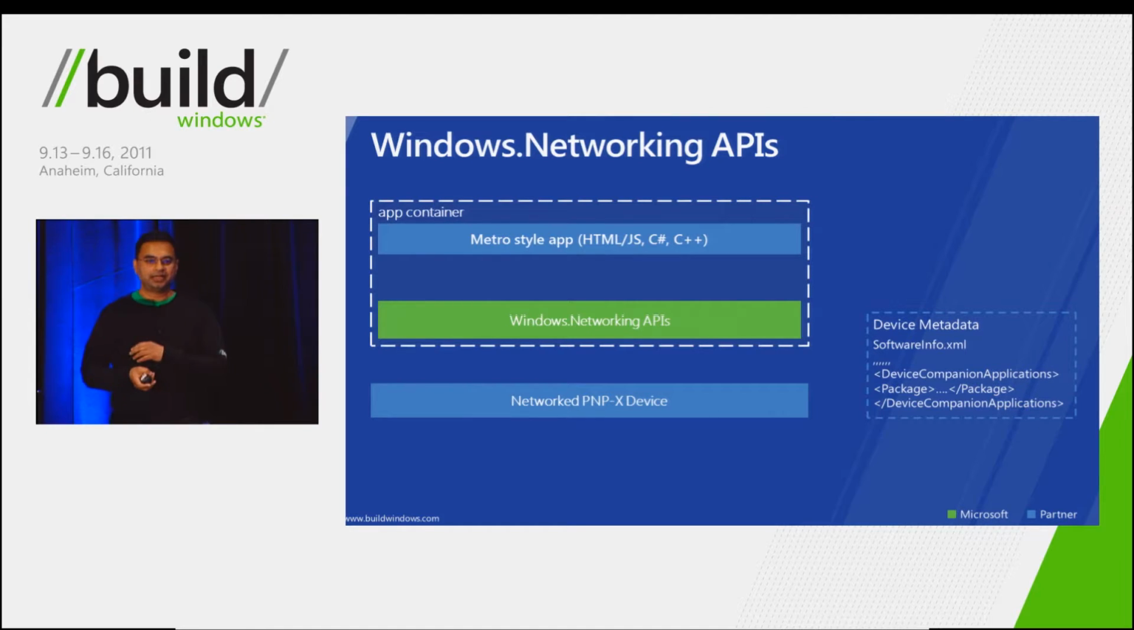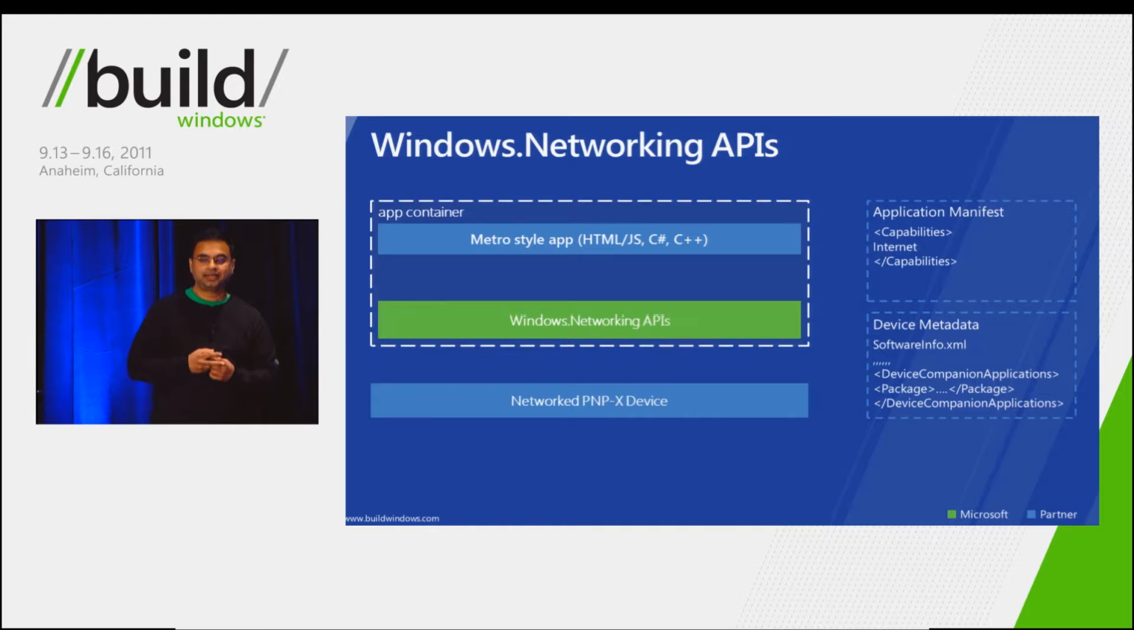And then the application itself can communicate with the device using the networking APIs. There are a whole slew of networking APIs, depending on the protocol of your choice, that you can use. And the application manifest needs to specify either the internet or the private network capability, depending on whether you want to access the device across the internet or through the intranet.